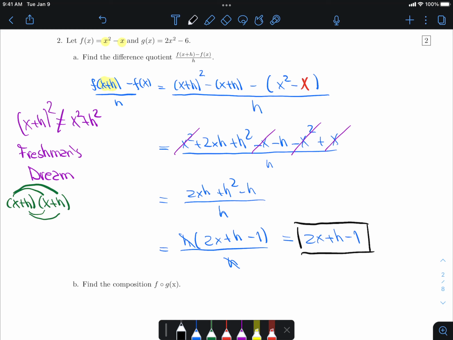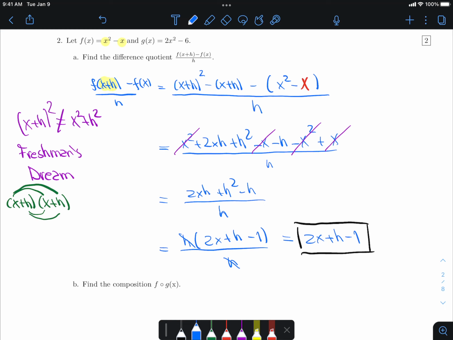There's always the chance that I'll make some arithmetic or algebra mistakes in here, but the ideas are what matter. So now in B, I'm asked for the composition f of g. It'd be very easy to change this question, and on item A, ask for the difference quotient of g, so pay attention to what is being said, and then ask for g of f instead of f of g. It'd be very easy to change the question that way.